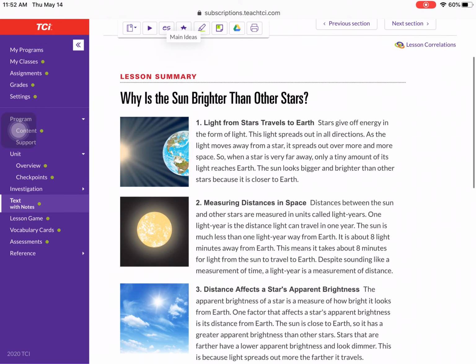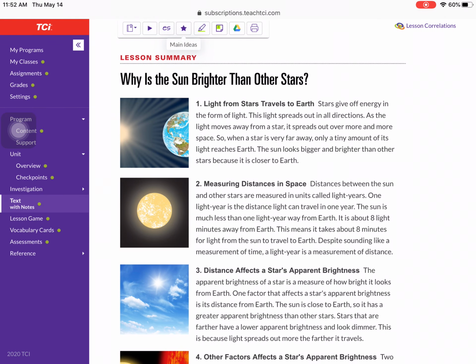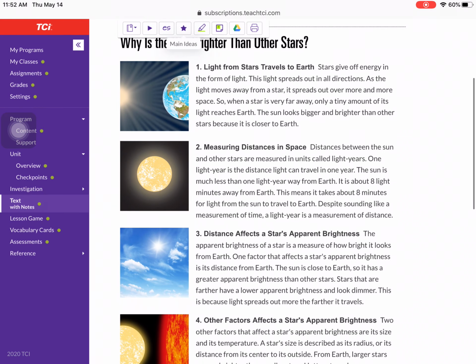All right. So, lesson summary. Why is the star brighter than other stars? Number 1. Light from stars travels to Earth. Stars give off energy in the form of light. This light spreads out in all directions. As the light moves away from a star, it spreads out over more and more space. So when a star is very far away, only a tiny amount of its light reaches Earth. The sun looks bigger and brighter than the other stars because it is closer to Earth.